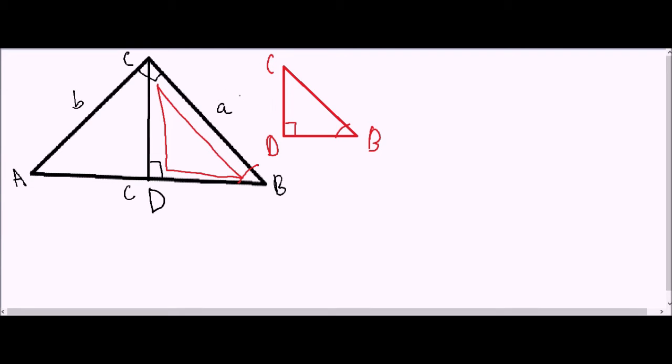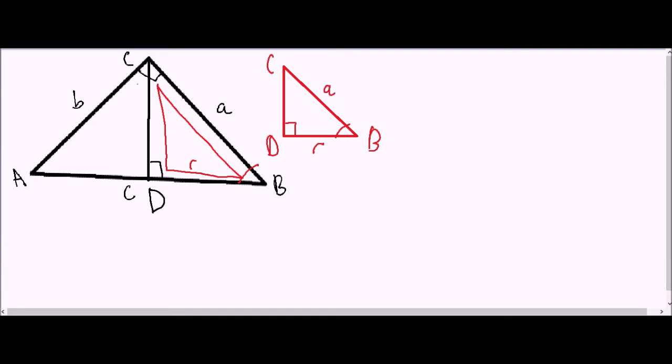Now what about the side lengths? Well, this a goes from C to B, so from C to B on this other red triangle will also be a. And this bottom one, D to B, we're going to call this length r. And it's going to be represented by, well, an r. And we're not going to care about this other side length.